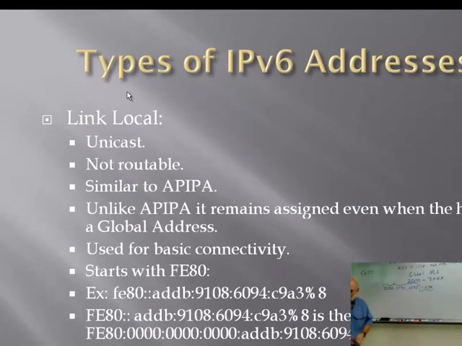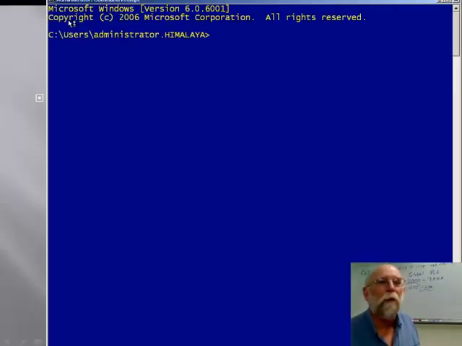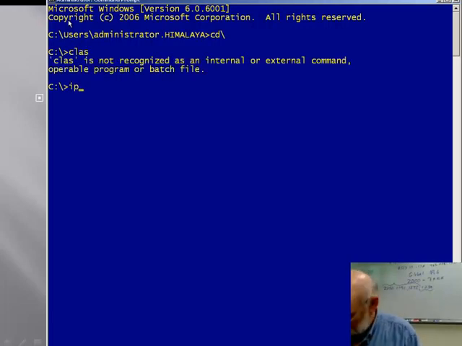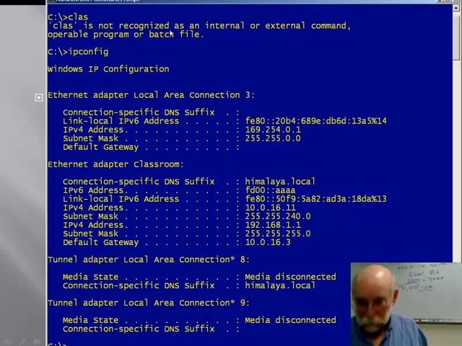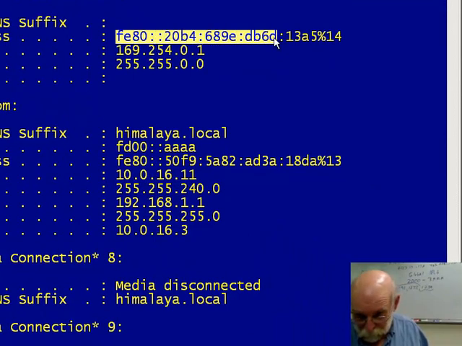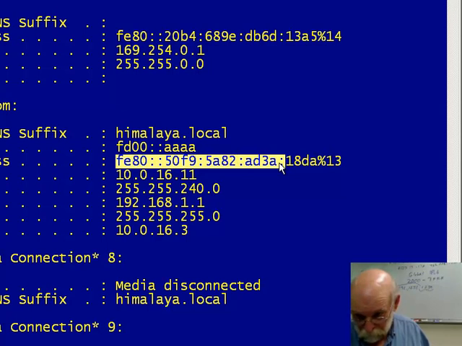Let me show you what it looks like. So I go here to command prompt, I type ipconfig. Let me see if it'll show you with just ipconfig. Okay, there is my link local address. There's one there, and there's one there.